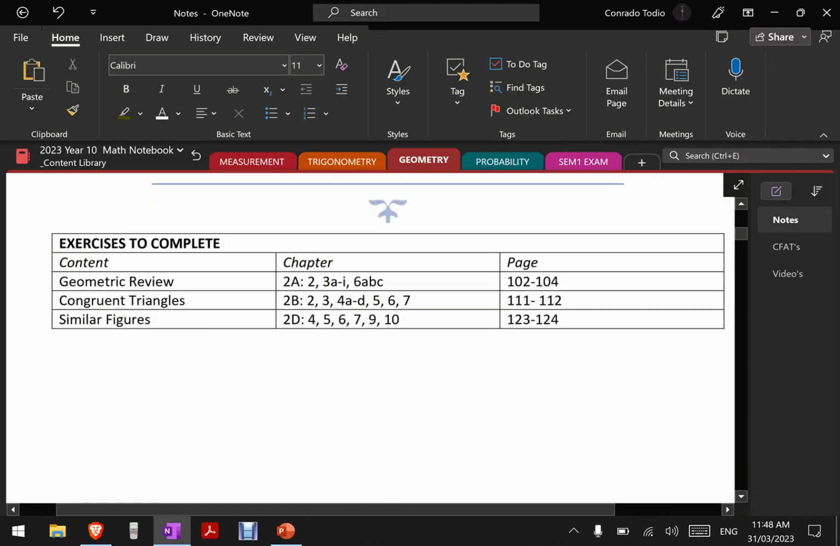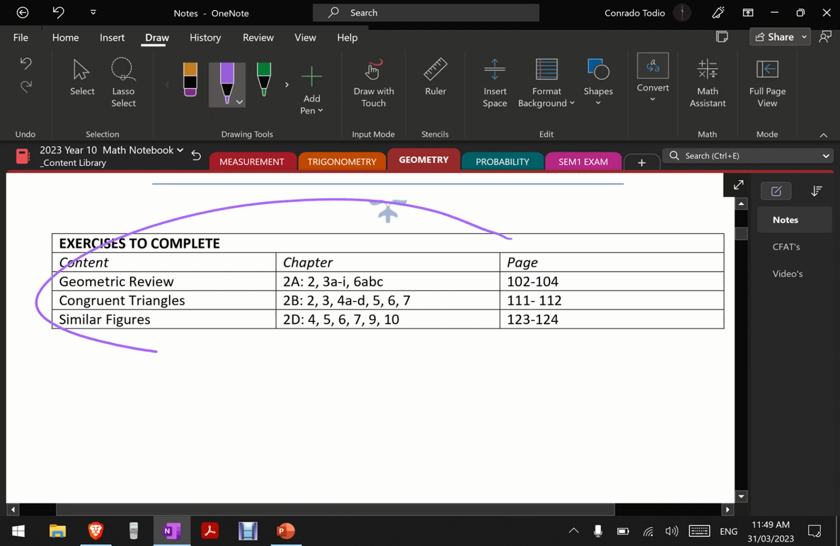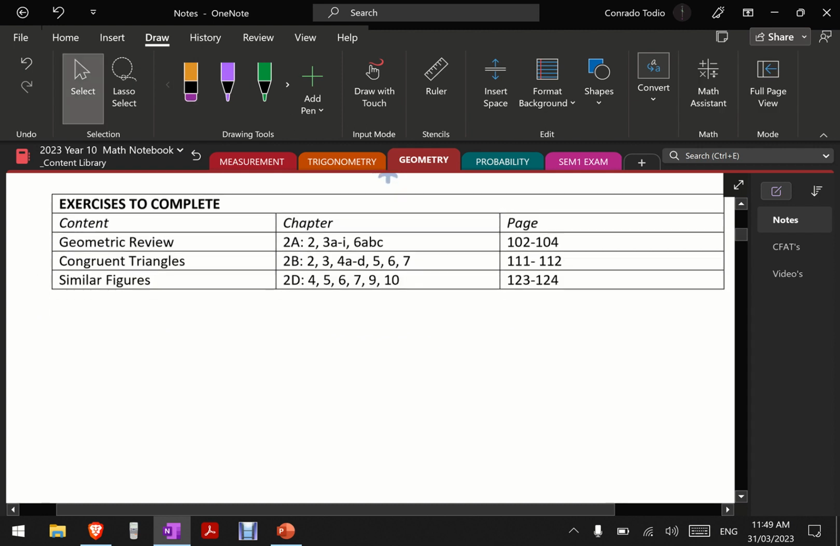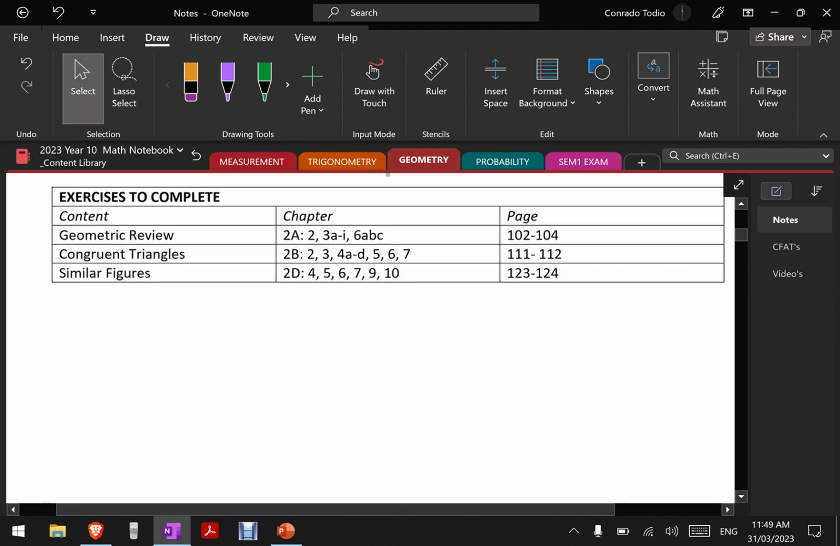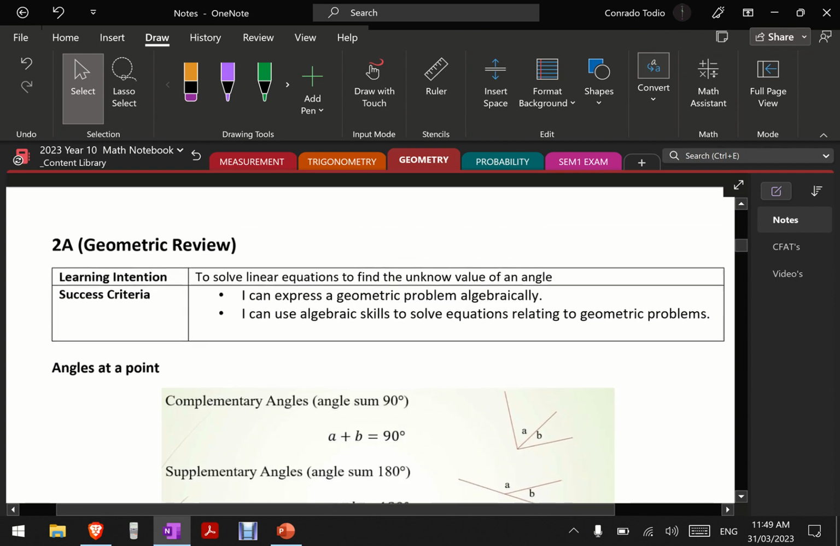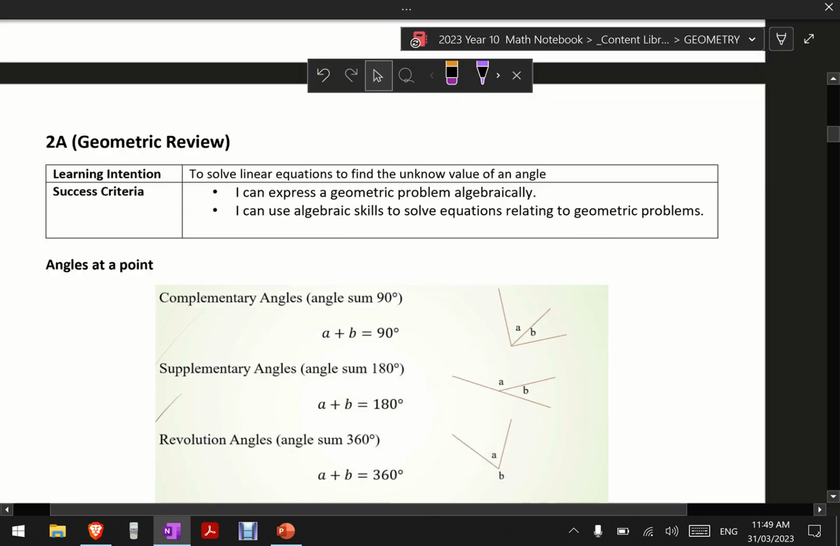And these are, like I mentioned, the exercises that you'll be doing. So if you have your textbook, this is what you'll be referring to for the questions. There's not a lot, well, I don't think it's a lot, but we'll get there.